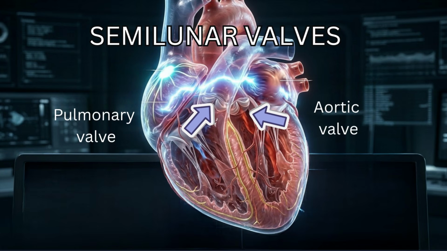Semilunar valves. These valves separate the ventricles from the large blood vessels that carry blood leaving the heart. These include the pulmonary semilunar valve and the aortic semilunar valve. The pulmonary semilunar valve is present between the right ventricle and pulmonary trunk. It carries blood to the lungs and prevents its backward flow towards the heart. Then the aortic semilunar valve is present between the left ventricle and aorta and it carries the blood to the body and prevents its backward flow.